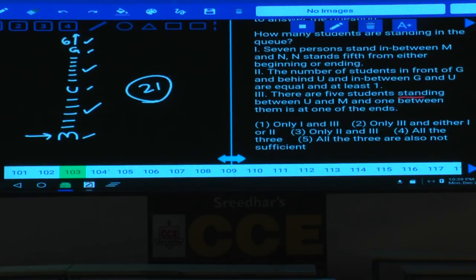Hence, by combining which two statements are we getting the answer? By combining 2 and 3. Hence, 2 and 3, choice 3 is the answer.